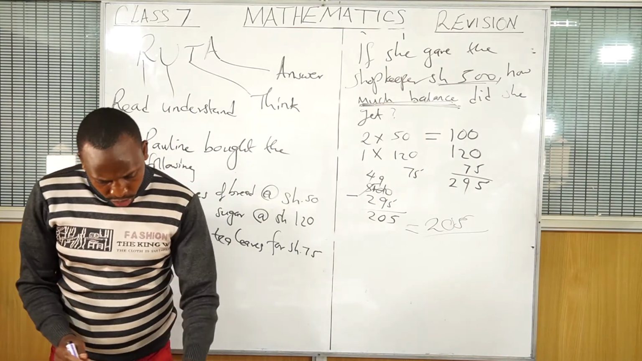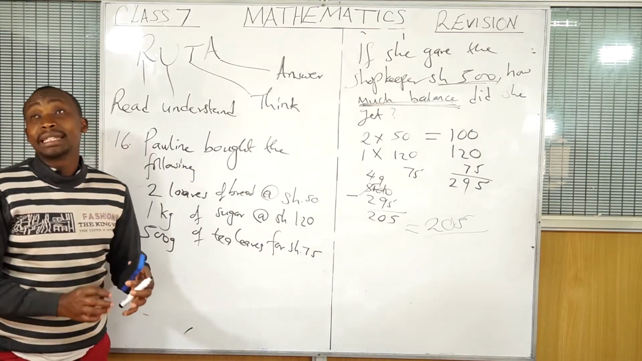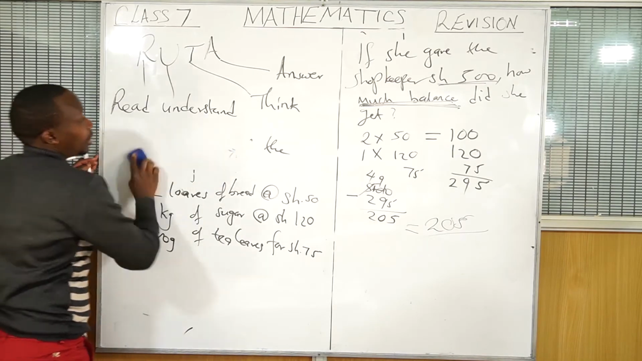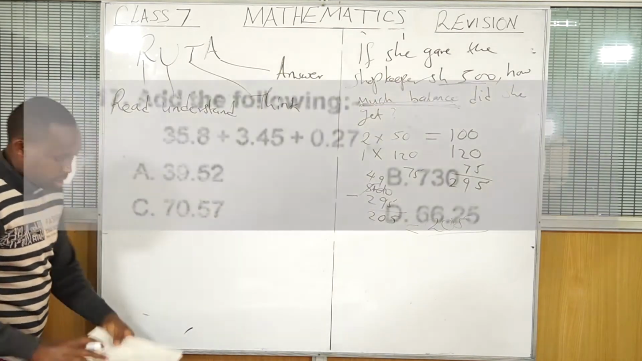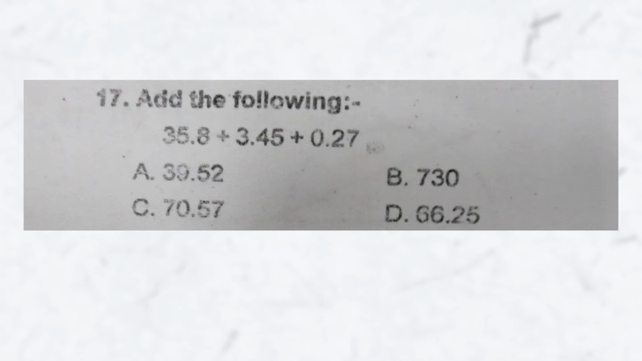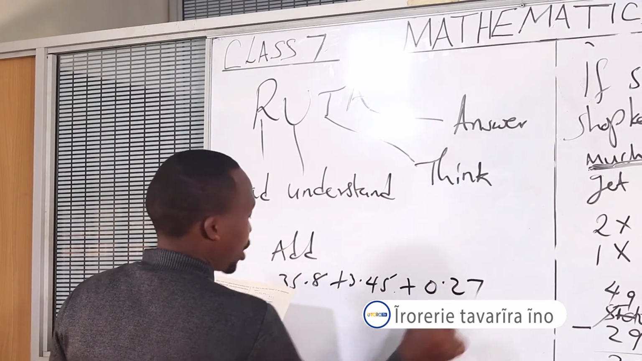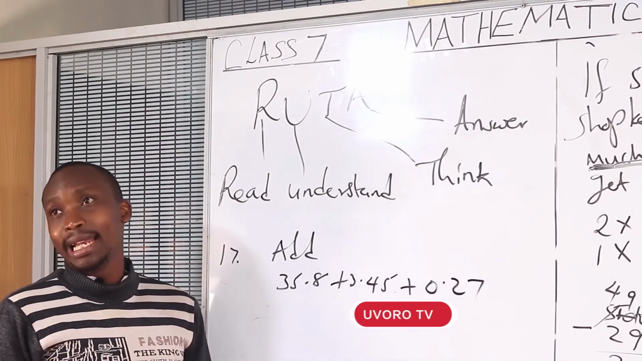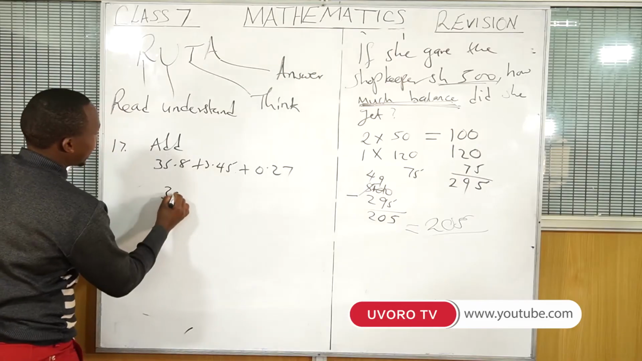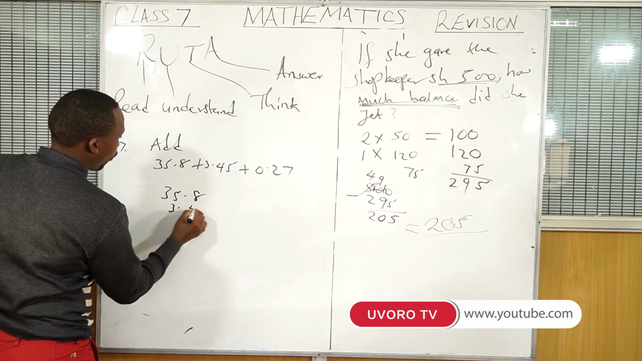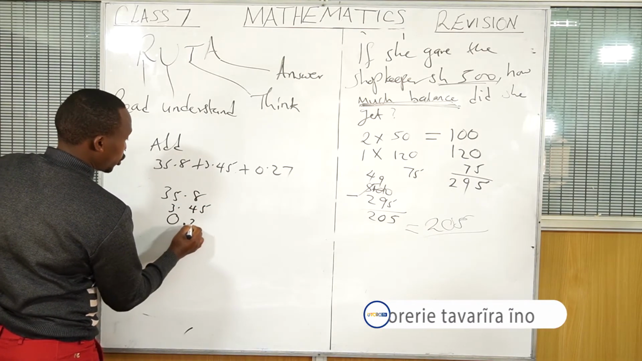Now, we go to question number 17. As we are coming to the end of our lesson for today, number 17, you are told to add 35.8 plus 3.45 plus 0.27. You are supposed to align these numbers in their correct place value. So, it is 35.8 plus 3.45 plus 0.27.